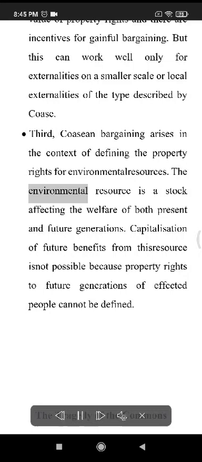The environmental resource is a stock affecting the welfare of both present and future generations. Capitalization of future benefits from this resource is not possible because property rights to future generations of affected people cannot be defined.